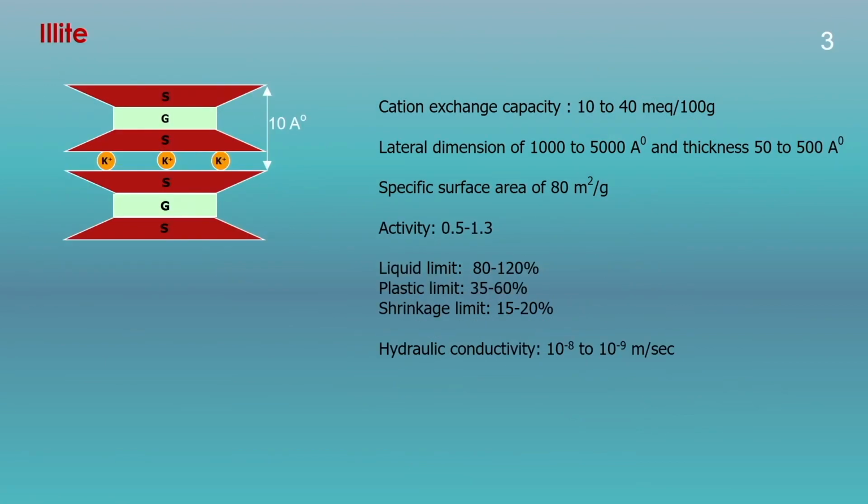Next will be the illite mineral. Illite mineral is also a 2:1 mineral, that is 2 silica sheets are present, and in between the 2 silica sheets 1 gibbsite sheet is present, and the distance between the 2 layers is around 10 angstrom. But in between these 2 layers there will be potassium ion present. This potassium ion will fit perfectly into the hexagonal hole present in the silica sheets. So, therefore, this illite mineral is very less expanding in nature in comparison to montmorillonite.